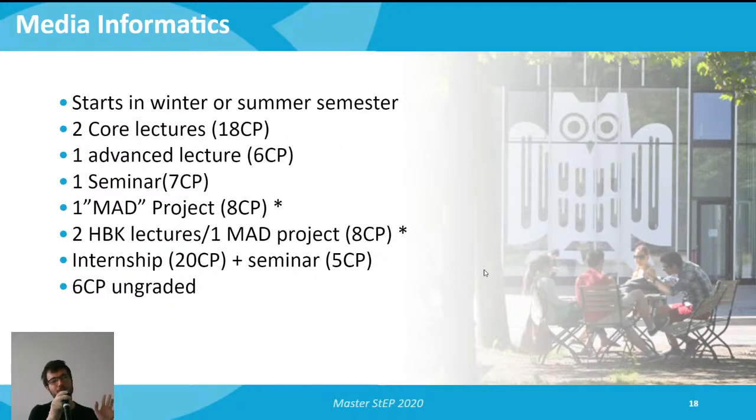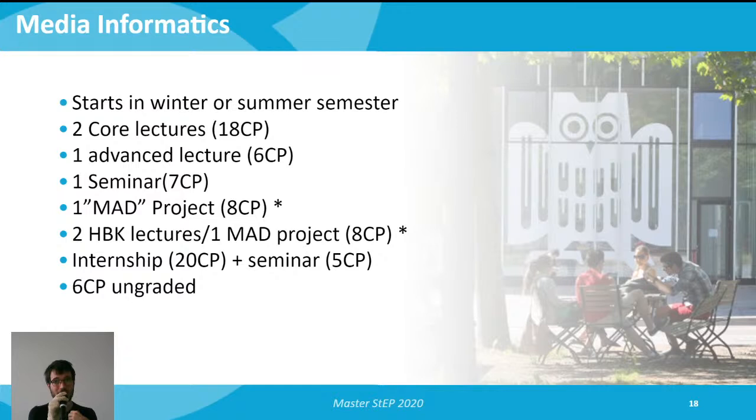Media informatics, that's more my topic, for maybe people who know me. I'm studying media informatics. It starts in winter and summer semester. And again, 2 core lectures, 1 advanced lecture, 1 seminar, and 1 MAD project. What is a MAD project? It's tied to the HBK, the art school in Saarbrücken, and we are basically double students there. So you can hear lectures there, and you have to hear lectures here. You can have 2 projects there, the MAD project, Media Art and Design, at the HBK, or 1 project and 2 lectures. For my part, I did 2 projects.